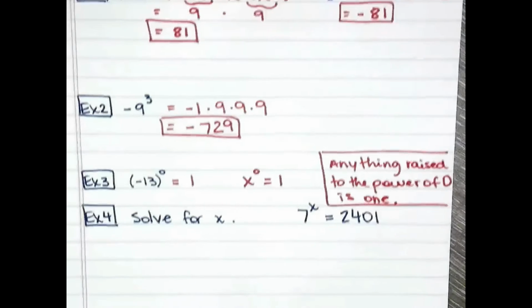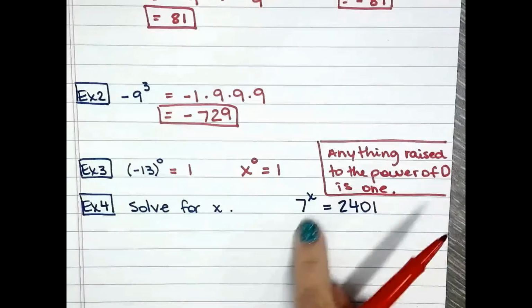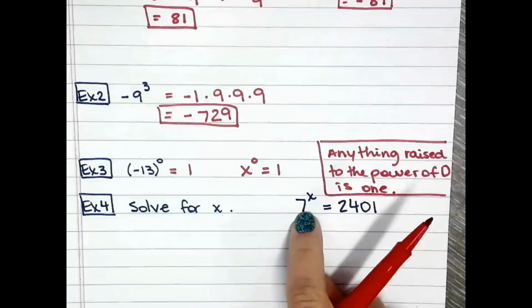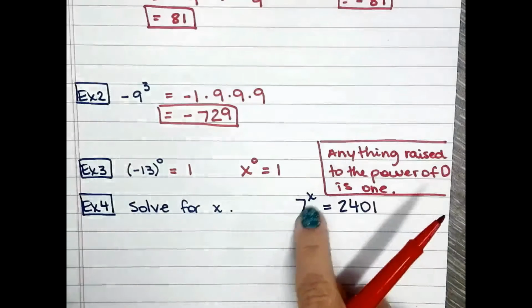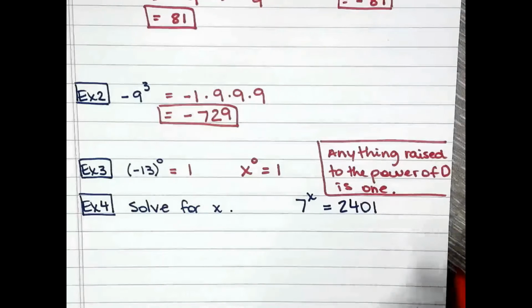Okay, last one. So, what is this asking? What number do I raise 7 to? What power is 7 raised to that gives me 2,401? Well, I don't know. So, we're going to find out.